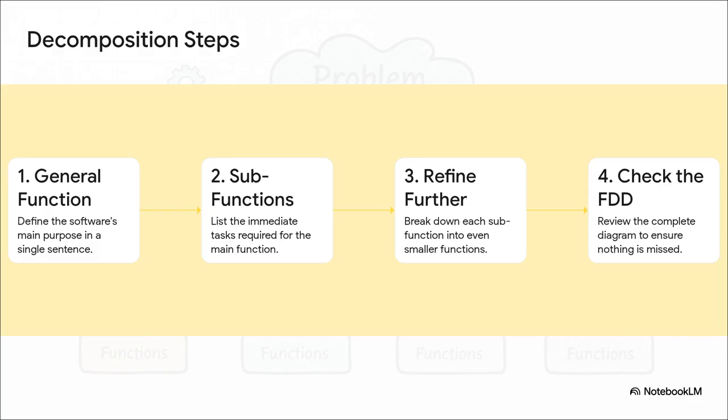Now, step 3 is where the magic really happens. You take each of those tasks and you break them down again. And you just keep repeating this until the pieces are as tiny and simple as possible. And finally, step 4. This is your sanity check. You review the whole map you've created, the functional decomposition diagram, just to make sure nothing important was missed.